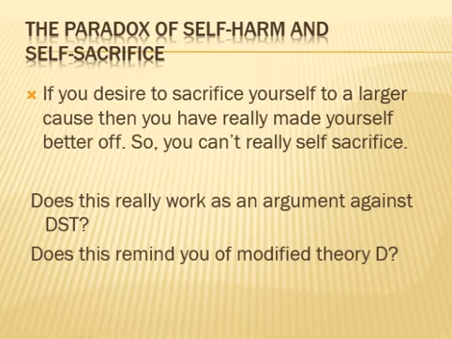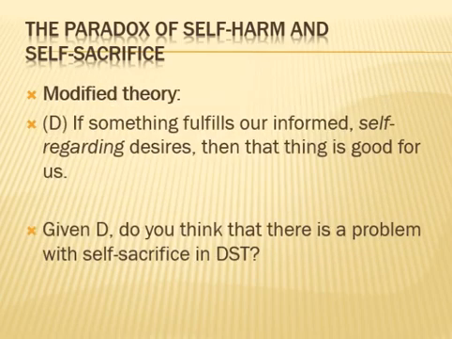Now, at this point, someone might say, does this really work as an argument against desire satisfaction theory? If we harken back to modified theory D, then it seems like this might not be a problem. Remember D: if something fulfills our informed self-regarding desires, then that thing is good for us. But given D, it seems that there isn't a problem with self-sacrifice, right? Because self-sacrifice fits neatly with this definition. Is there really a problem with self-sacrifice in desire satisfaction theory when we're talking about D? Because self-sacrificing will then just change the meaning a little bit.